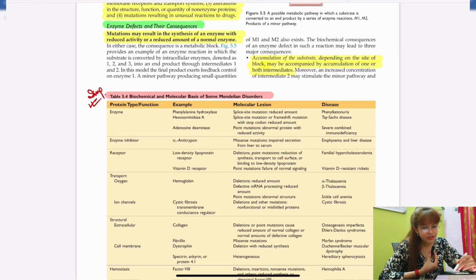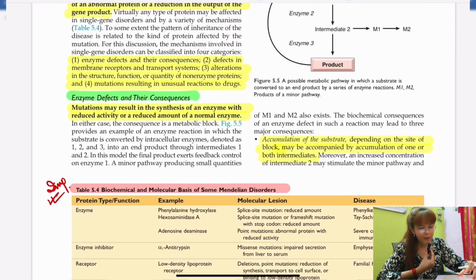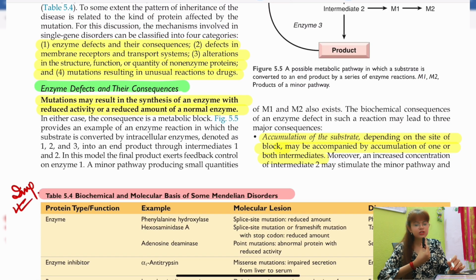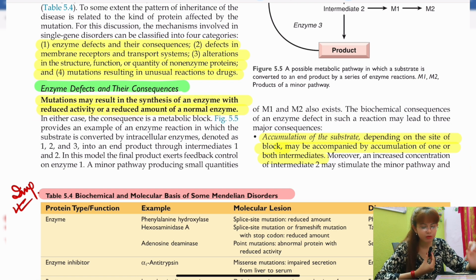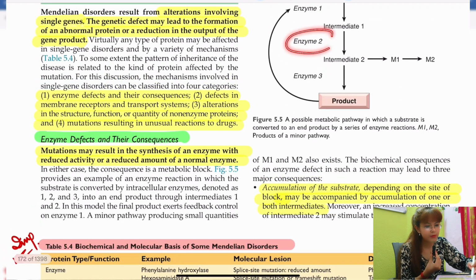Now you can see that this chart is so important. I will read this chart with you. Just hold on. The first point is that mutations may result in the synthesis of an enzyme with reduced activity or a reduced amount of a normal enzyme. So whenever there's a mutation, there may be reduced activity of an enzyme, reduced synthesis of an enzyme, or reduced production of a normal enzyme. If any of these is interrupted, mutated or blocked, then what will happen?